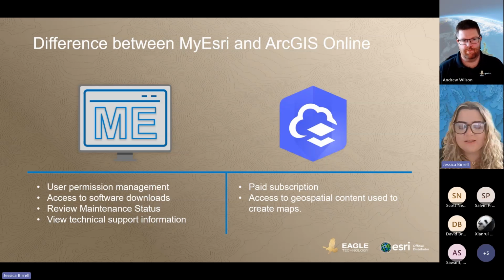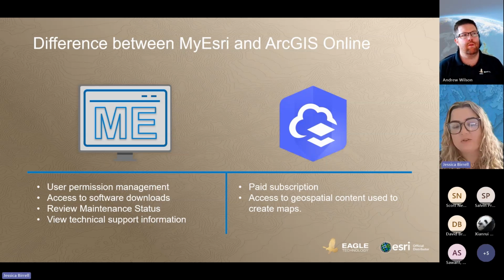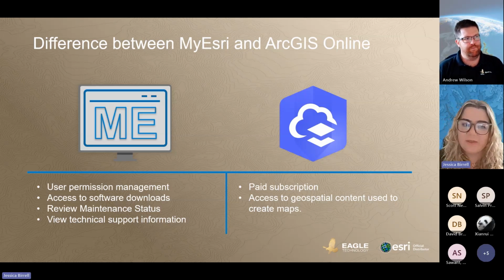ArcGIS Online, however, is Esri's web-based mapping software, and that's accessed via a paid subscription or a trial if that's how you're starting out. And it's going to give you access to this geospatial content, which you can then use to create maps and apps and other content of whatever you desire, really.